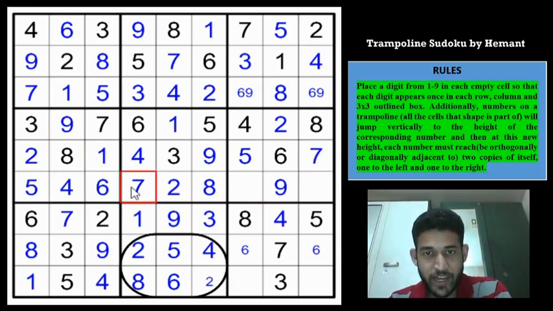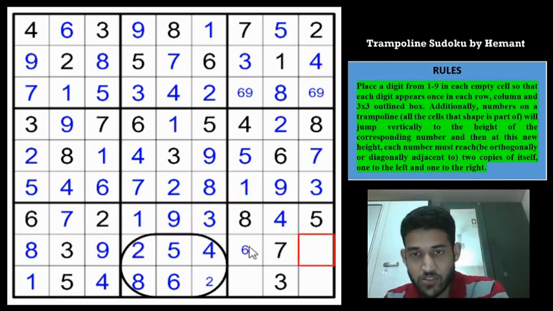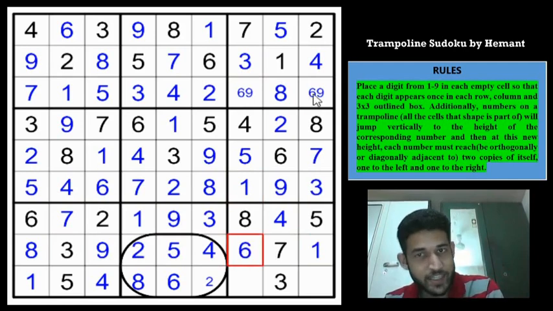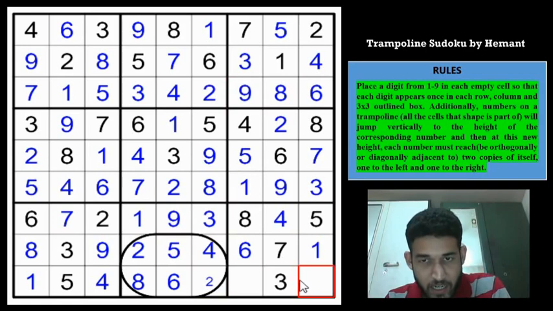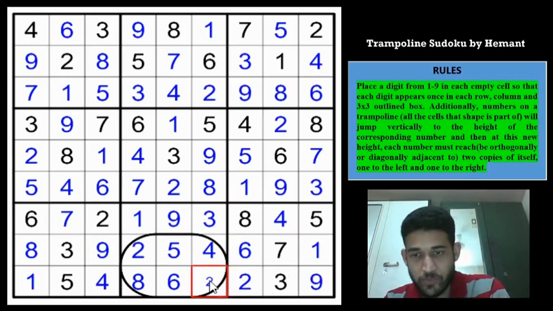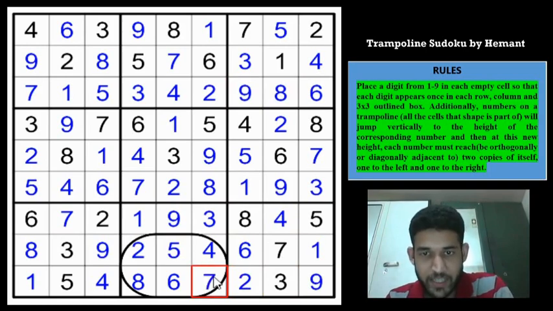So 2, 7, 8, 9, 4, 5 and 6. Remaining digits are 1 and 3. This 3 gives us a 3 and a 1 here. And along row 8, 2, 4, 5, 7, 3, 8, 9. Remaining are 1 and 6. A 1 is here. So this must be a 1. This must be a 6. This must be a 6. This must be a 9. And these 2 cells must be 2 and 9, right? But 9 is here. So this is a 9. This is a 2. And this cell must be a 7.